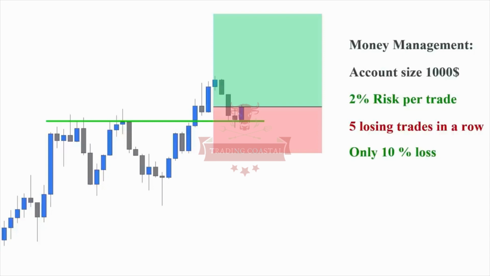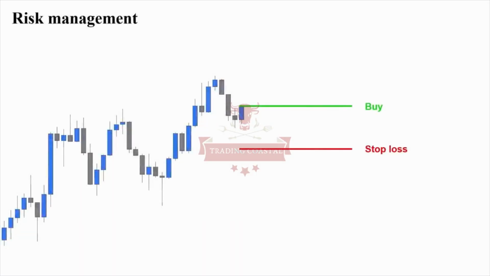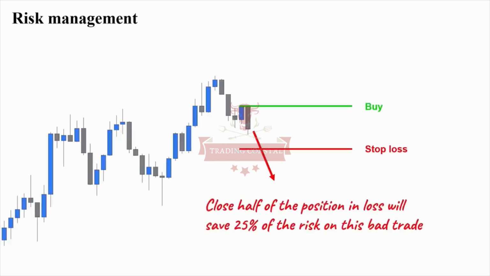Later in this video, I will explain some of the interesting techniques of money management to maximize profits, but now let's continue with risk management. How does risk management help us in this trading example? Imagine after buying this pair, the price goes against our predictions. After this break and close to the downside, we can expect the price to fall and possibly hit our stop. Although the price has not hit our stop, if we close half of our position in the loss, we can save 25% of our risk amount in this bad trade.